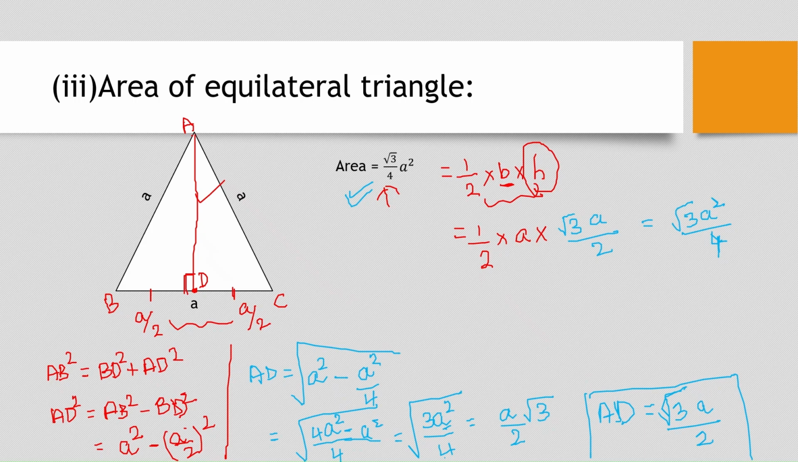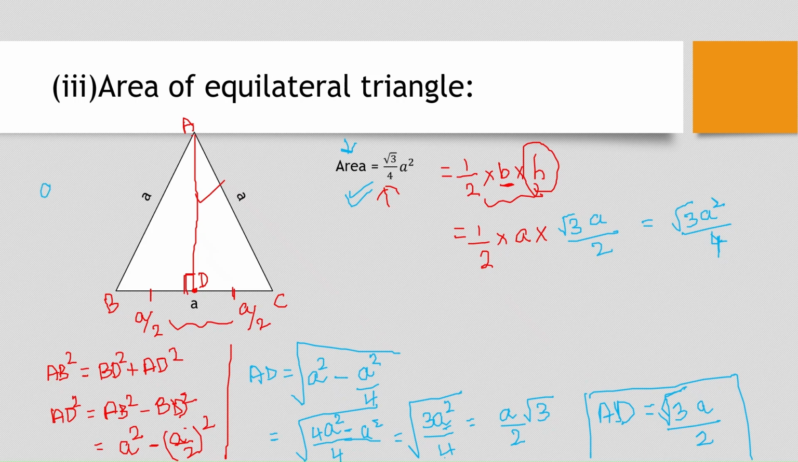So there is no need to do all these calculations directly. If you remember this formula, whenever an equilateral triangle is given, you can directly find its area using this formula. Here I just explained how this formula came about. Now we'll take one example for this equilateral triangle.